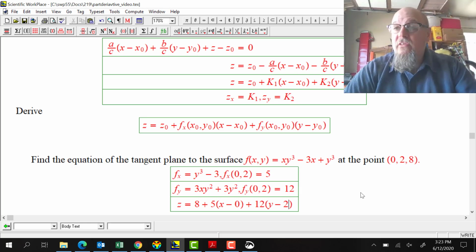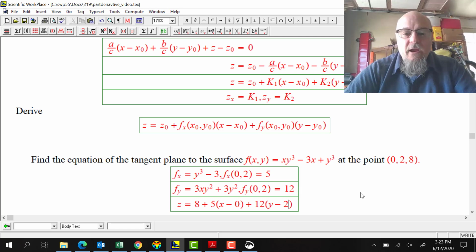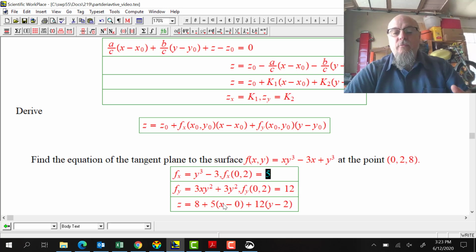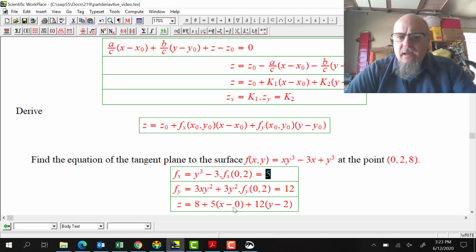Common mistakes. It's an easy one to get grades with, but I do see on some of the exams handed back to me that there are errors, and the common error is that people don't put the 5 in here, they put this formula in. So it would be like z equals 8 plus y cubed minus 3 times x minus 0. It's not a plane then if it has y cubed in it. So these things are supposed to be numbers. That's a number, that's a number. That's why I evaluated them as numbers even before I put them in.